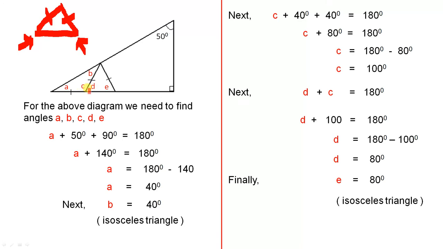Now we just saw in the previous example that the adjacent angles on a straight line add up to 180. So D plus C is 180. D plus 100 is 180. So D is 180 minus 100. So D must be 80 degrees. And in a similar manner, because that's an isosceles triangle, E is also 80 degrees.